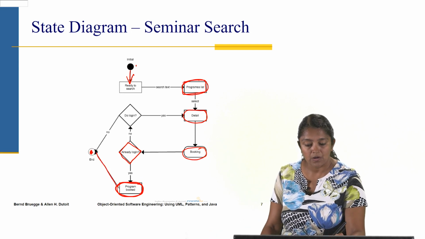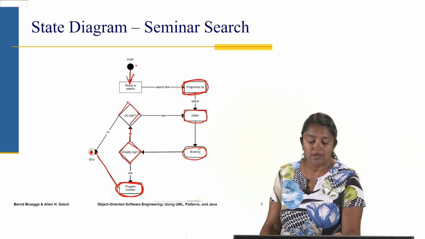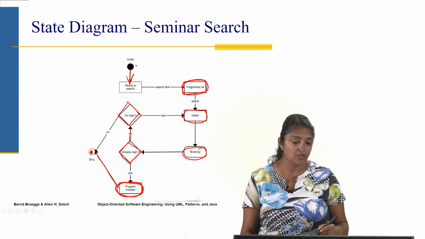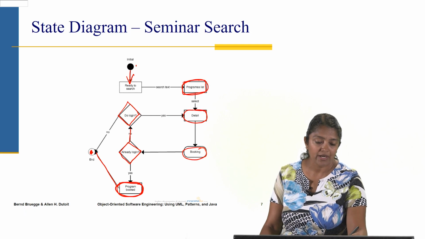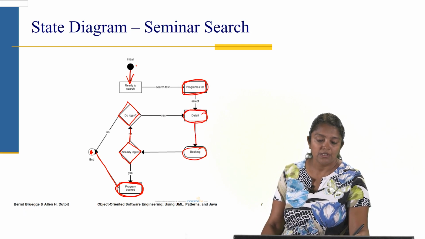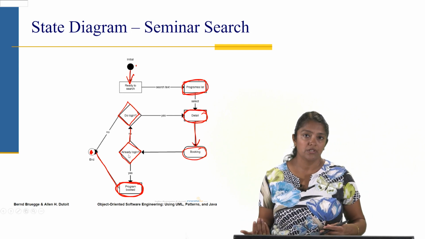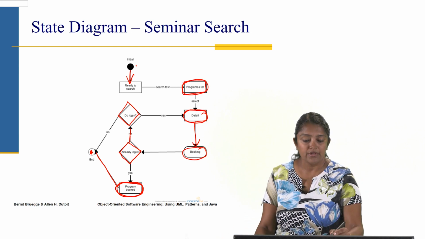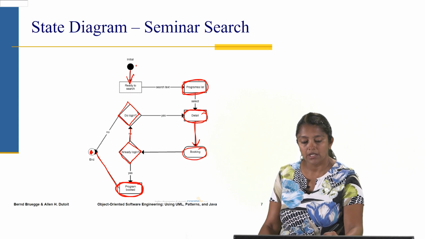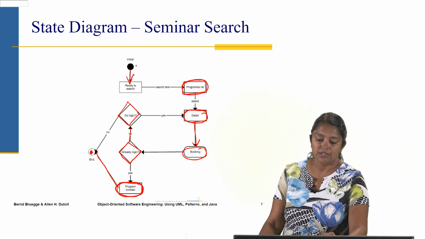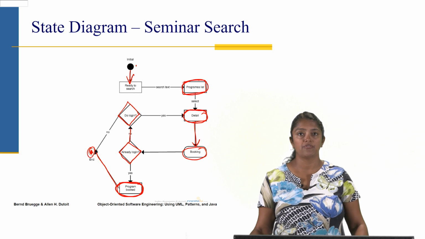But if the person is not logged in, then the user is asked to log in. If he logs in, then it goes back to the detail page, and from there the user can perform the booking and get to the final state. If the user decides to not log in, then the user is basically taken to the final state or the end state.